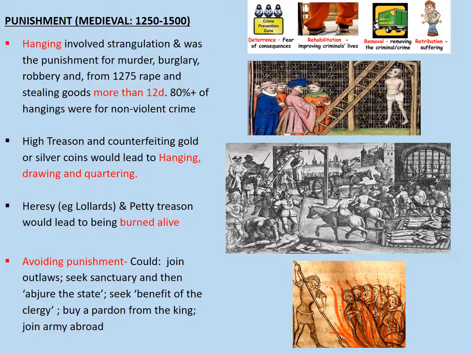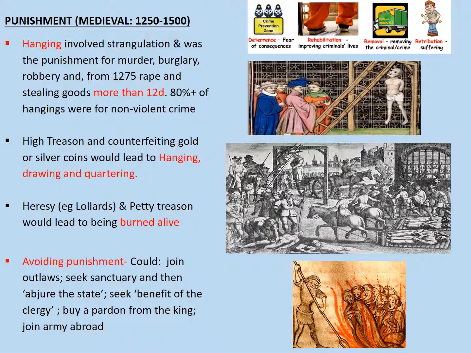Heresy was a very serious crime because it goes against God, and could lead to you being burned alive. The same was true for petty treason because you're breaking down society. There were ways to avoid punishment. You could join outlaws, although that obviously has a risk as you get caught, because that itself is a crime. You could seek sanctuary and then abjure the realm.